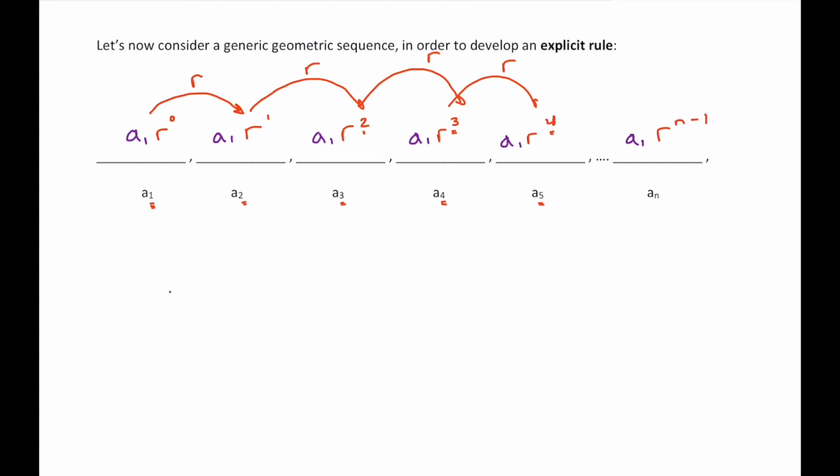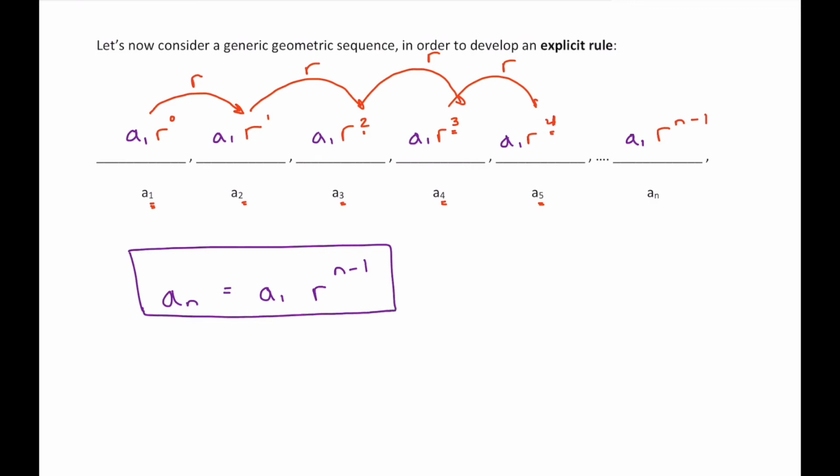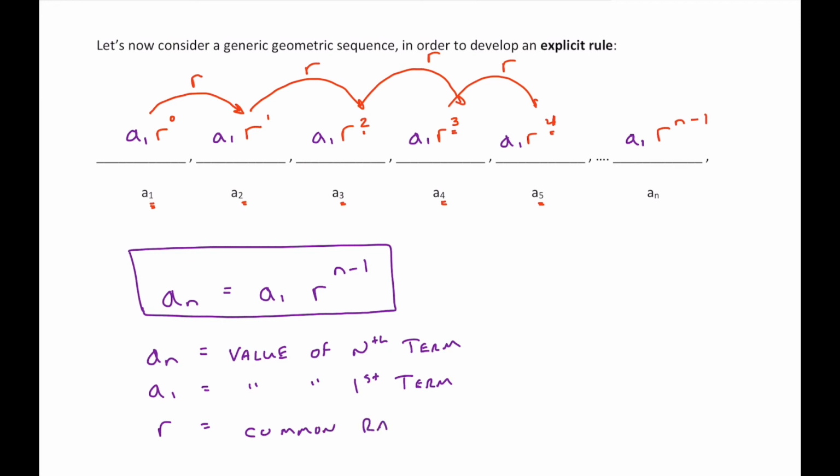And what we've just developed is the explicit rule. The value of the nth term is equal to the value of the first term multiplied by r to the power of n minus 1. Now let's just indicate what all of these variables represent. A sub n, that's the value of the nth term. A sub 1 is the value of the first term. R is your common ratio, and n is the term number.